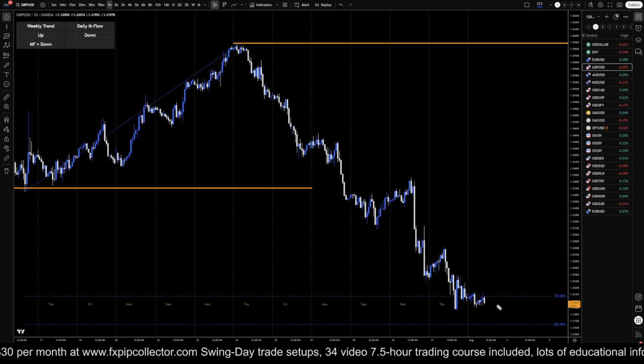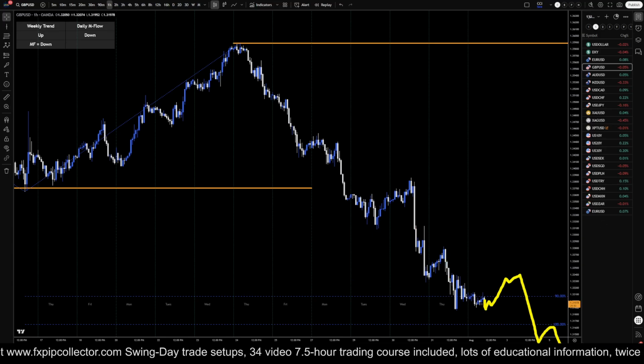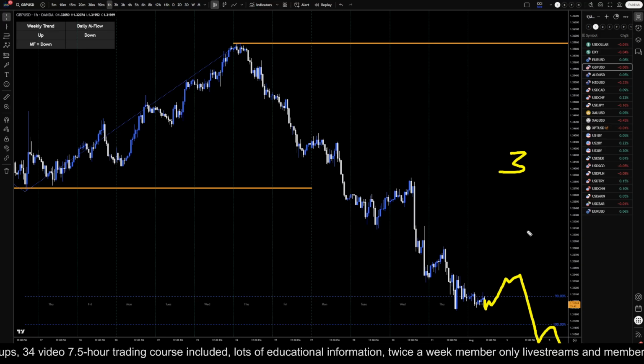If non-farm payroll just causes it to continue to make lower lows, lower highs, then we should just enjoy this trend, realize that it could be a wave three, and it may not even be close to being over if it is a wave three.